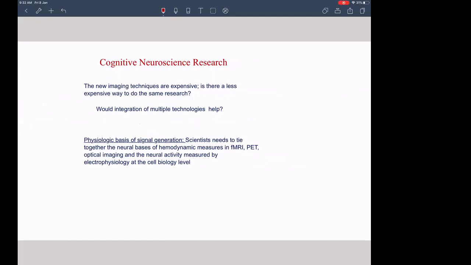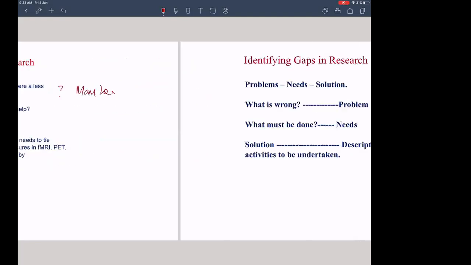Then the cognitive neuroscience research, open field again. New imaging techniques are expensive. Is there a less expensive way? One can find out. Again here, one can look for markers. So would integration of multiple technologies help? Dr. Saeed already mentioned that, right? He mentioned musculoskeletal ultrasound in some other condition, but in these cases also, multiple approaches, physiological, biochemical, radiological, can help in certain things.